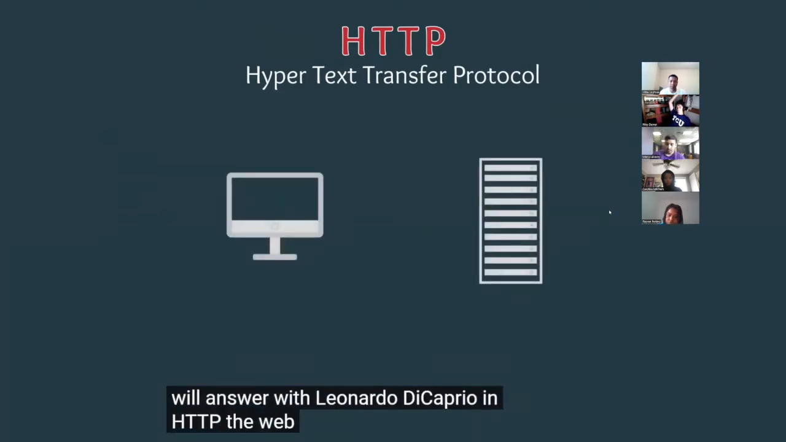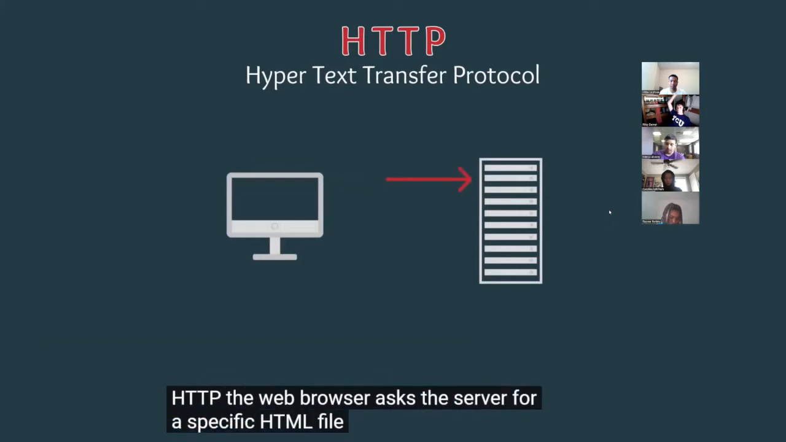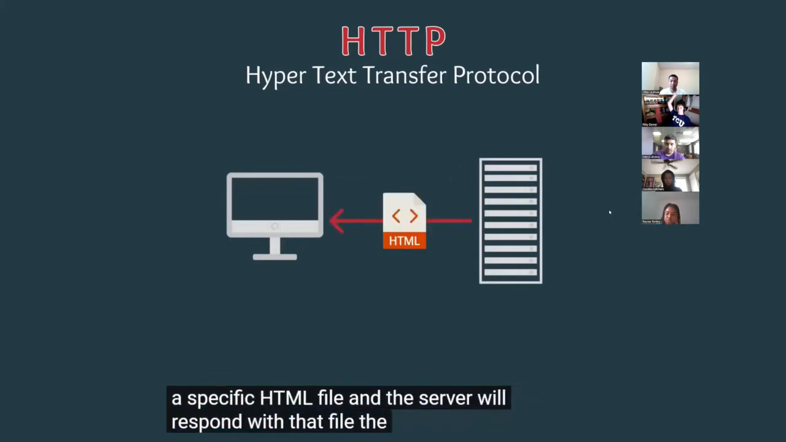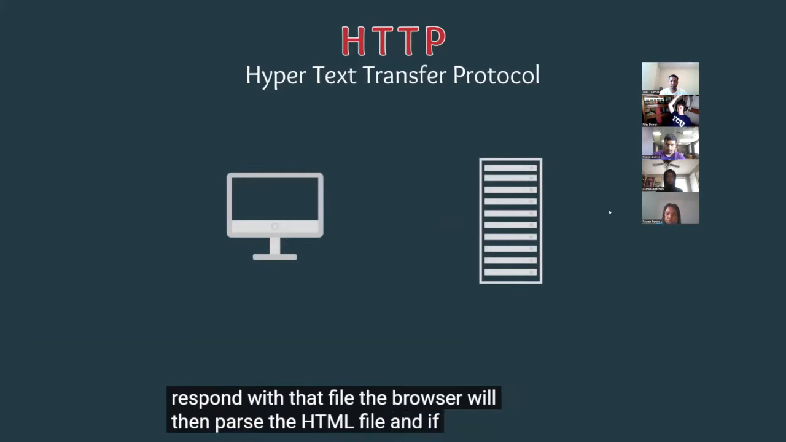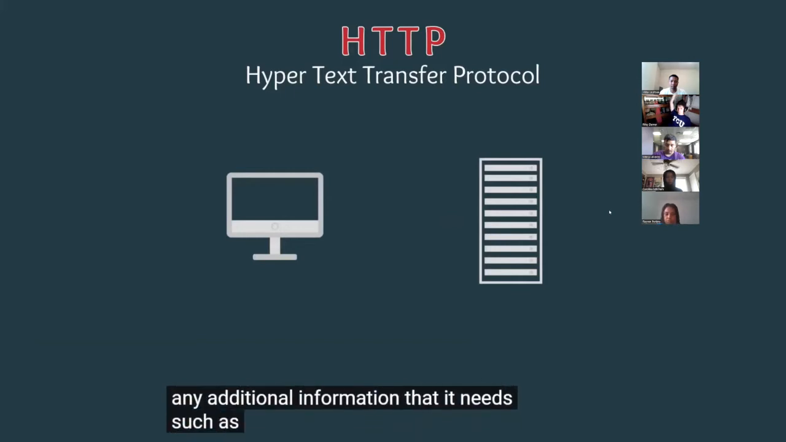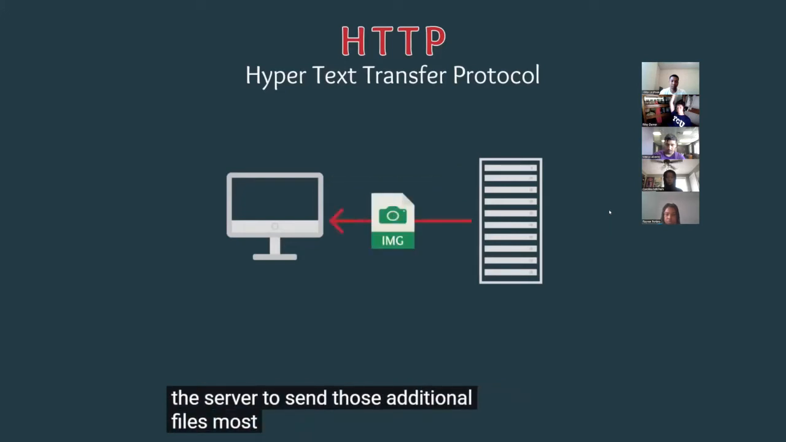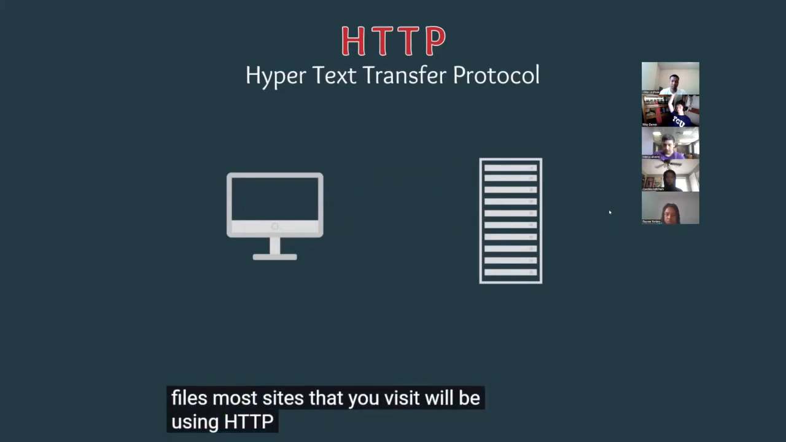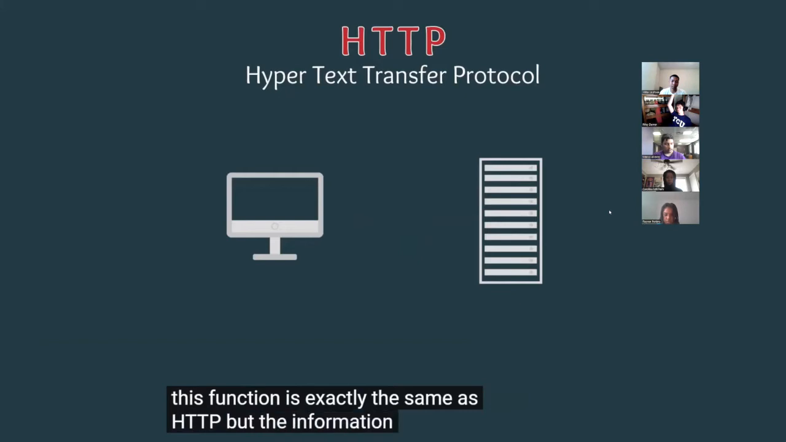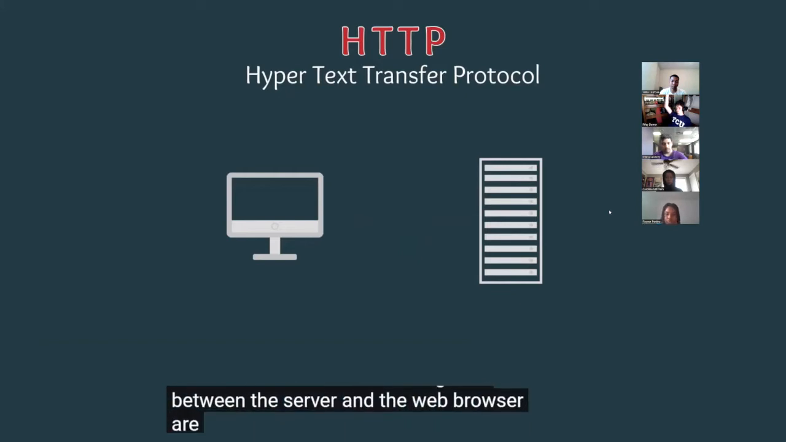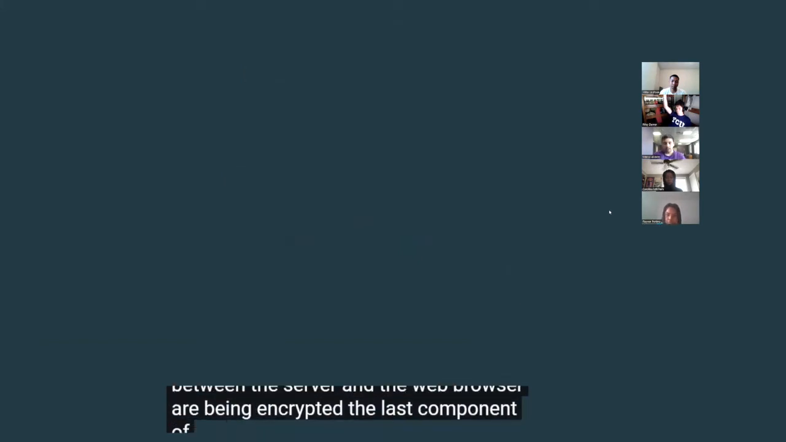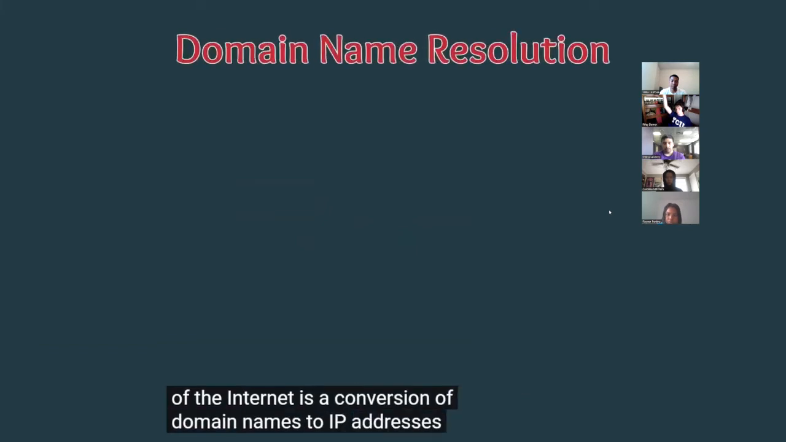In HTTP, the web browser asks the server for a specific HTML file, and the server will respond with that file. The browser will then parse the HTML file, and if it sees any additional information that it needs, such as images or CSS files, it will ask the server to send those additional files. Most sites that you visit will be using HTTPS, which stands for Hypertext Transfer Protocol Secure, to communicate. This functions exactly the same as HTTP, but the information being sent between the server and the web browser is encrypted. The last component of the internet is the conversion of domain names to IP addresses.